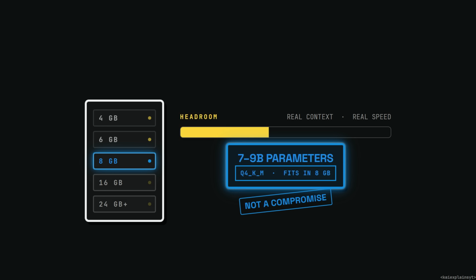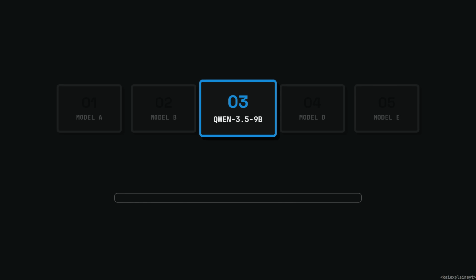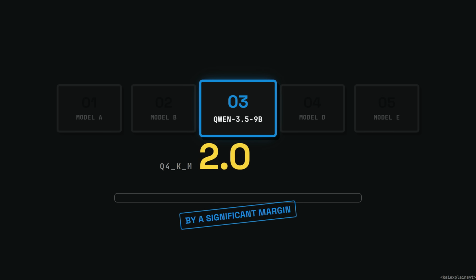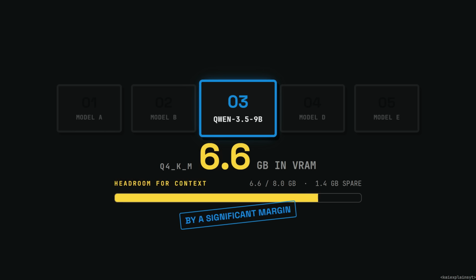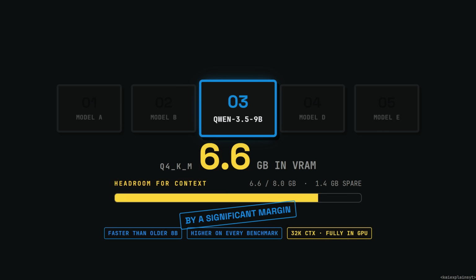My go-to pick here is Qwen 3.5 9B. After benchmarking 5 models on an RTX 3070, this is the answer for 8 GB by a significant margin. At Q4_K_M, it sits at 6.6 gigabytes in Ollama. That leaves actual headroom for context. It's faster than older 8B models, scores higher on every benchmark I ran, and it's the only model I tested that stays fully in GPU memory, even at 32K context on 8 GB VRAM.